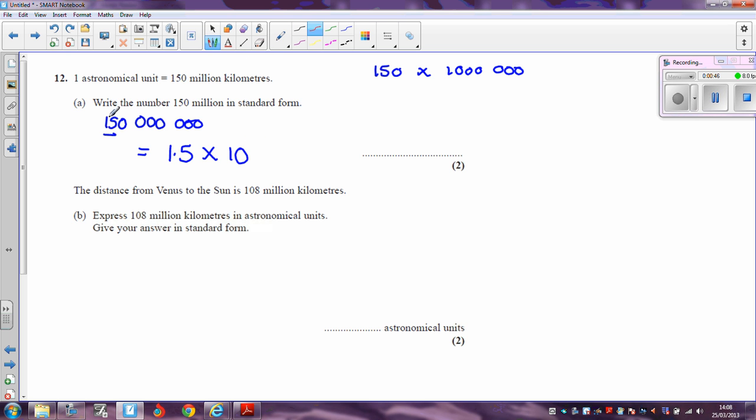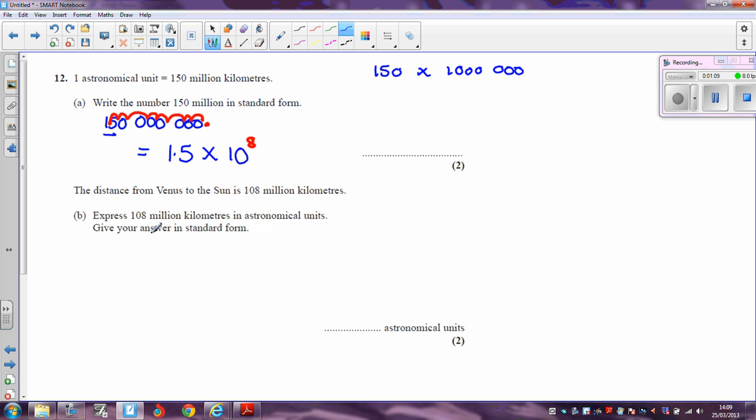Okay, so here's where I've put the decimal point between the 1 and the 5. Here is where the decimal point really is in 150 million. And I'm going to move the decimal point to go from one to the other. It's 1, 2, 3, 4, 5, 6, 7, 8. 8 jumps of the decimal point means that 150 million in standard form is 1.5 times 10 to the power 8.